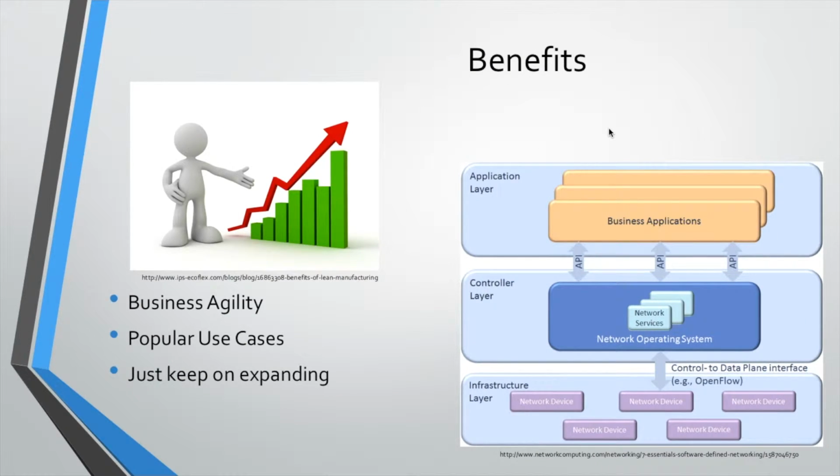If the benefits weren't clear before, I'll clear them up right now. There's obviously the business agility that gets increased as businesses can start using software-defined networking to create more automation within their business, as well as create a more centric and policy-based nature. And then there's also the popular use cases of software-defined networking. Because big data and everything as a service is becoming more prevalent, software-defined networking helps automate and deploy these new architectures. And then we're just going to keep expanding and expanding.